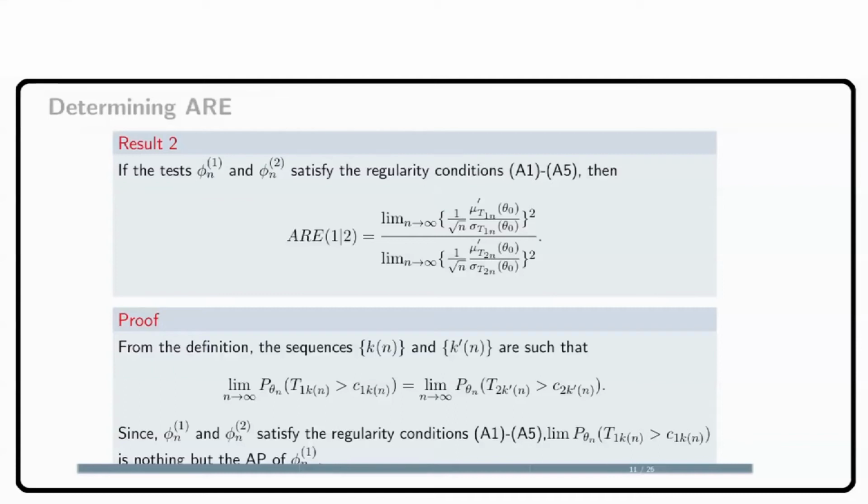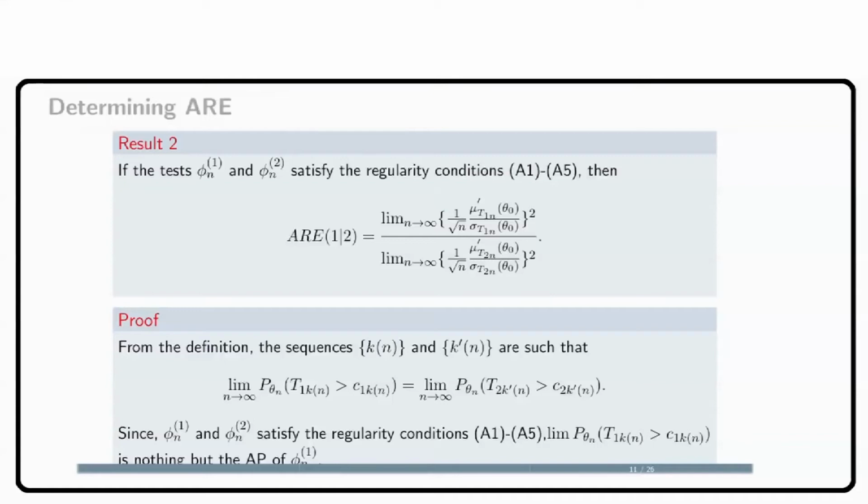From the definition of sequences kn and k prime n, we have the probability that T1 kn greater than C1 kn under theta n, and the probability that T2 k prime n greater than C2 k prime n under theta n, that two probabilities have the same limit as n tending towards infinity. Since phi n1 and phi n2 satisfy the regularity conditions A1 to A5, these two limits are nothing but their asymptotic powers.